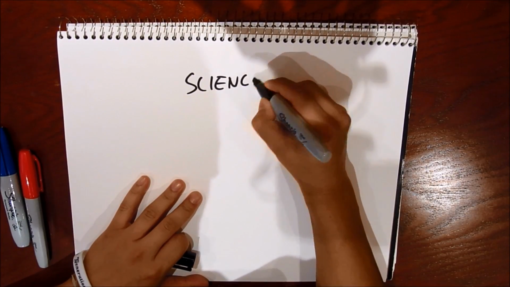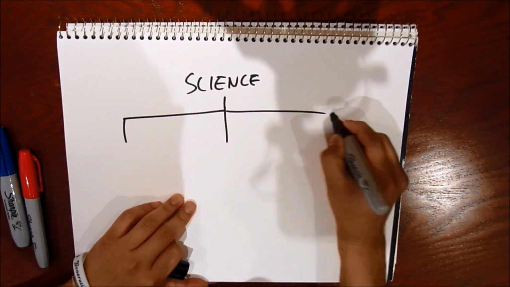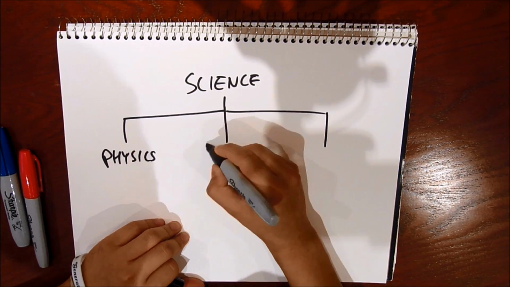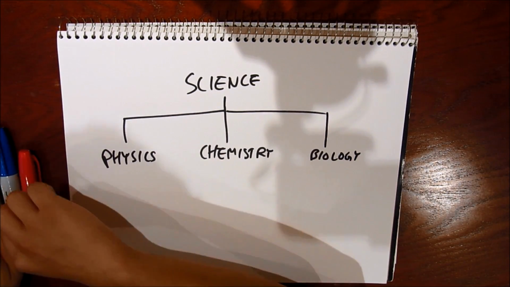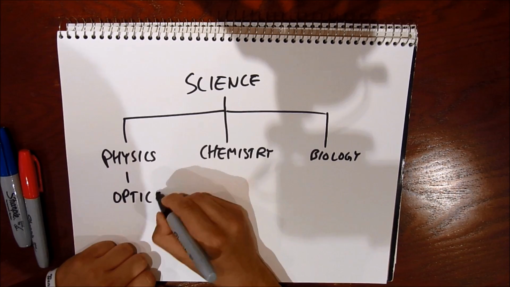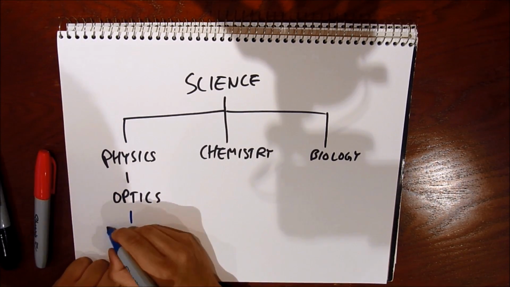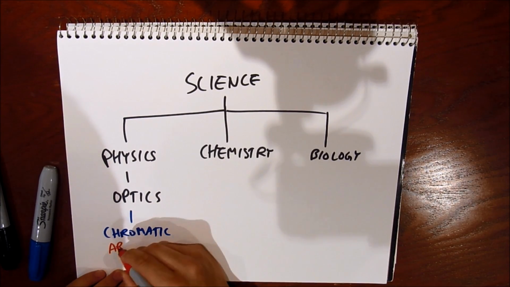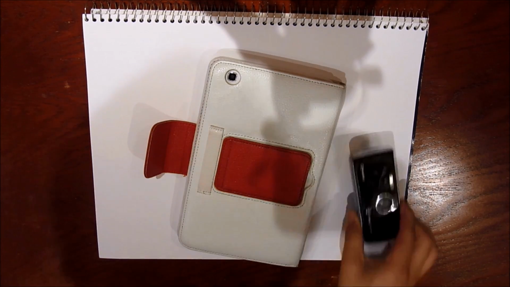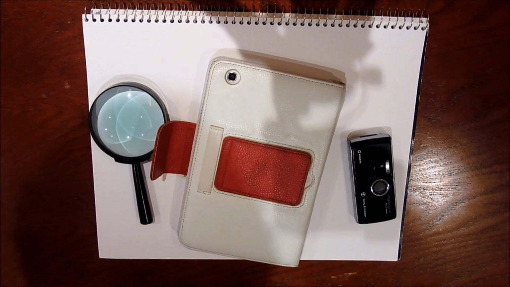We like to categorize stuff. The concept of chromatic aberration goes under the umbrella of science, more specifically in physics, and within that, optics. Chromatic aberration is a lens defect. Essentially, it happens more with lower quality lenses. To a degree, it happens with any lens, including tablets, phone camera, magnifying glass, glasses.